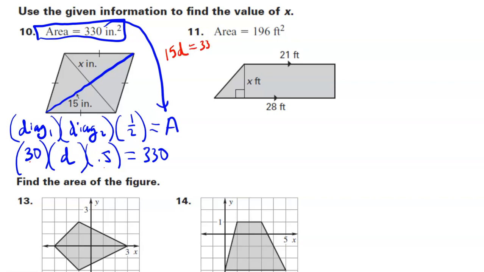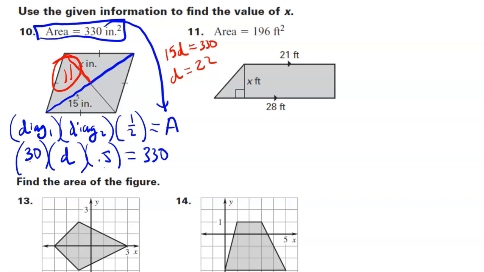equals 330. And divide both sides by 15. That means the diagonal looks like it goes in there 22 times. So that means that this entire diagonal, this whole thing right here, is 22. But I only want this part of it. So I got to chop it in half. So x equals 11 be your final answer.